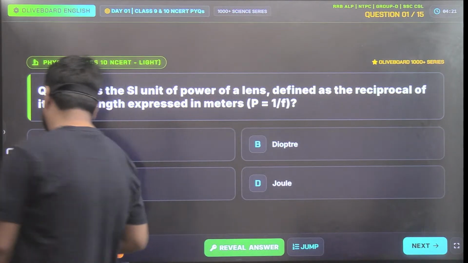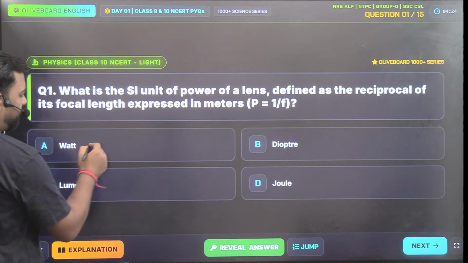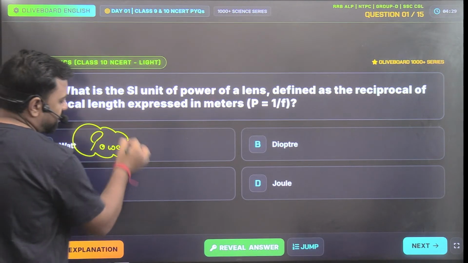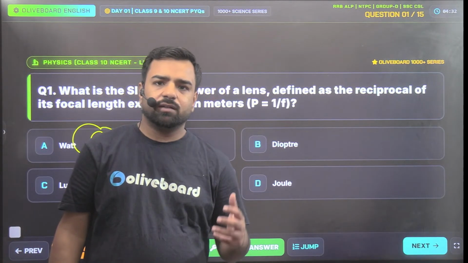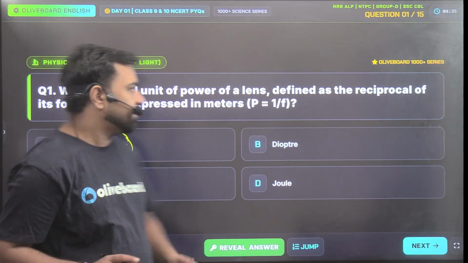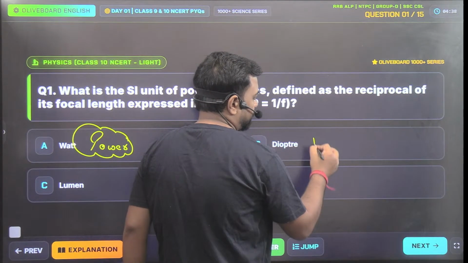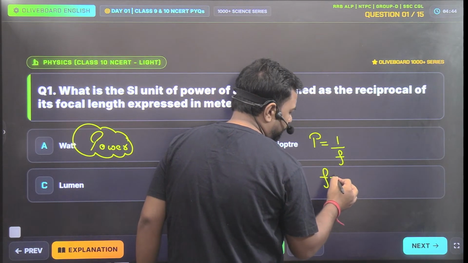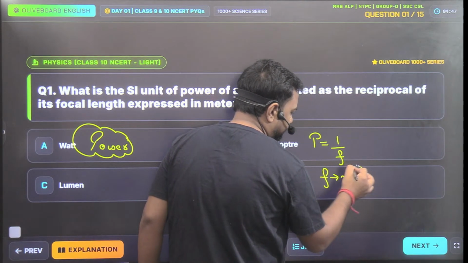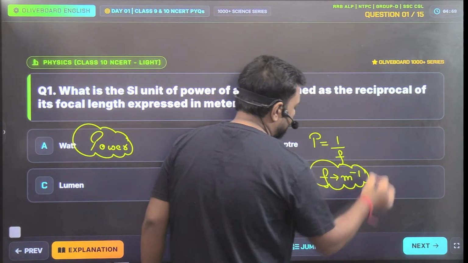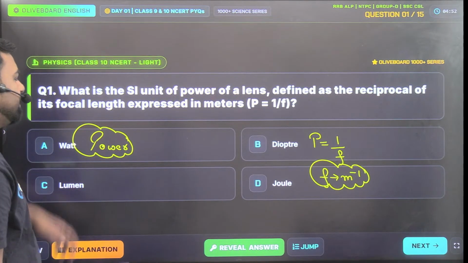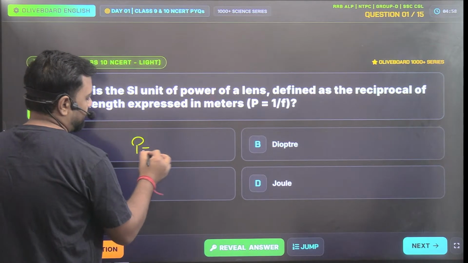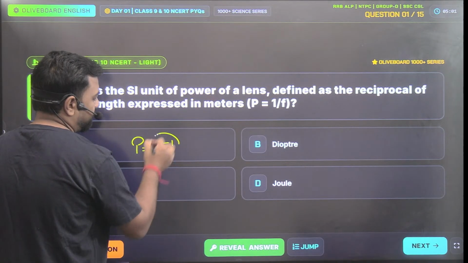As we know, the unit of power is actually watt, so this cannot be the answer. We have already seen this question in RRB JE last year, where the value was given in centimeter. So always remember power is equal to 1 upon F. The unit of power will be meter inverse.